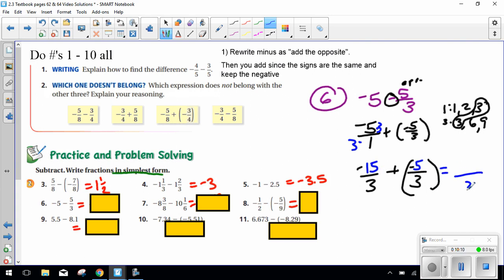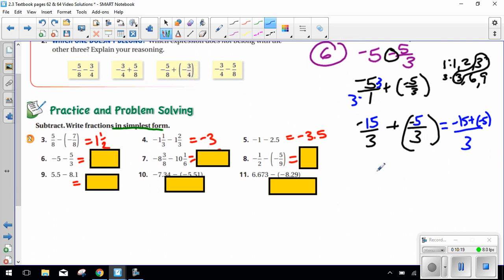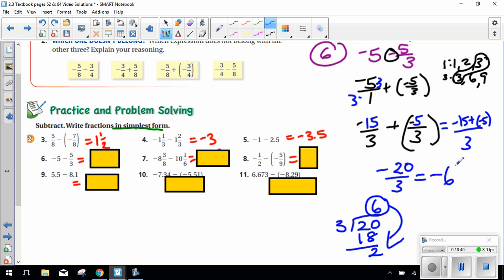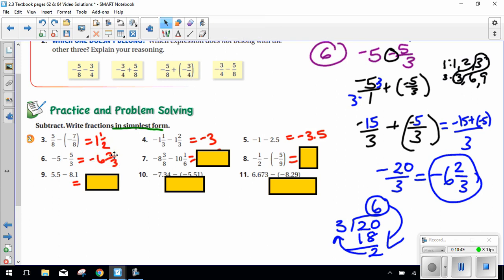Now that I have common denominators, I keep them, and I'm going to take negative 15 and add negative 5 to it. Okay, I get negative 20 over 3. Now I divide. 20 is my dividend, 3 is my divisor. 3 goes into 20 6 times with 2 left over. So my final solution is negative 6 with 2 left over out of 3. Okay, so that's your solution for number 6. Let's move on to number 7.